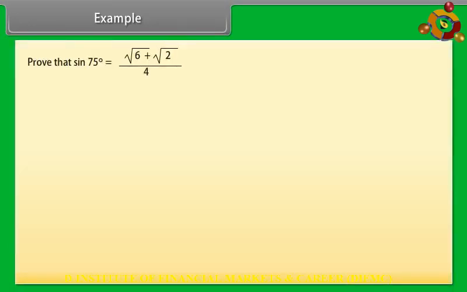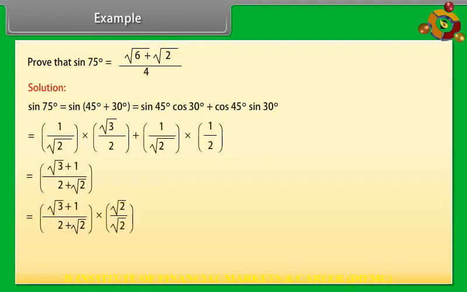Example. Prove that sine of 75 degrees is equal to (root 6 plus root 2) by 4. Solution. Sine of 75 degrees is equal to sine of (45 degrees plus 30 degrees). That is, sin 45 degrees into cos 30 degrees plus cos 45 degrees into sin 30 degrees. By solving it, we get (root 6 plus root 2) by 4.